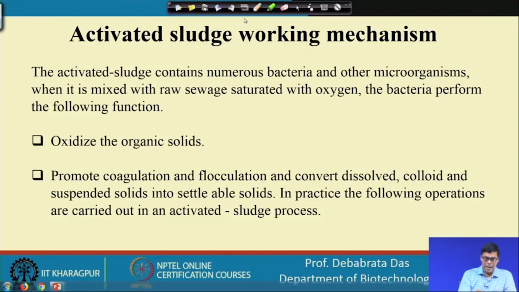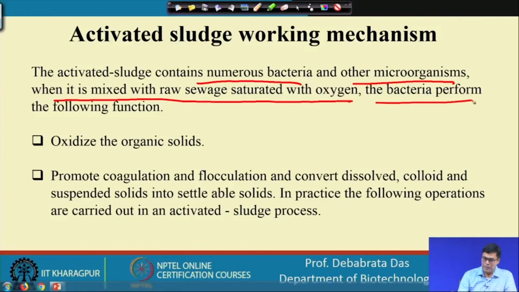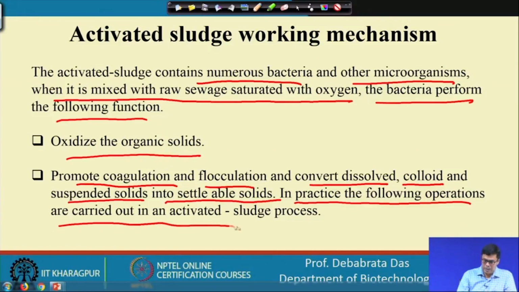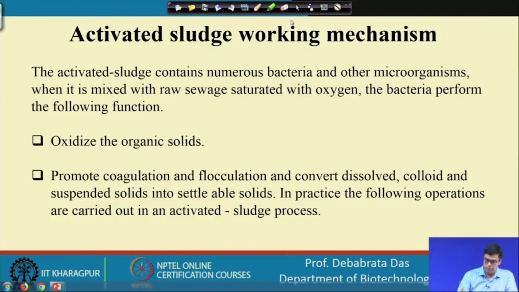Now, the activated sludge process contains numerous bacteria and other microorganisms. When it is mixed with the sewage saturated with oxygen, bacteria perform the following functions: oxidize the organic solids, promote coagulation and flocculation, and convert the dissolved solids, colloids and suspended solids into settleable solids. In practice, the following operations are carried out in the activated sludge process.